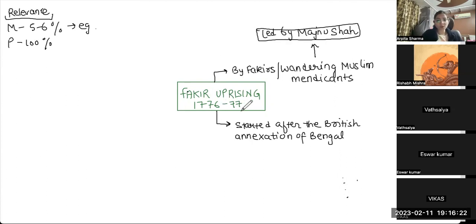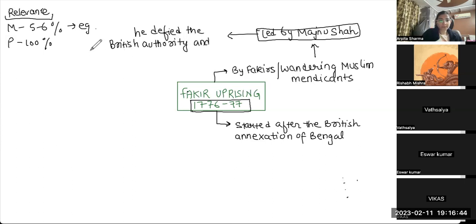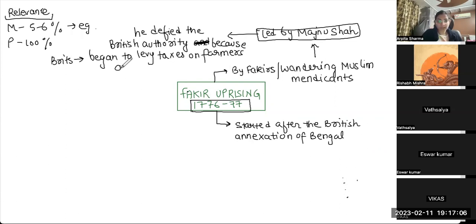Definitely a question on leadership will come, or a chronological arrangement of uprisings can come. So you have to remember the year a little. Now, what happens, Majnu Shah, what he did, write it down: he defied the British authority, because the Britishers began to levy taxes on farmers and zamindars in Bengal.